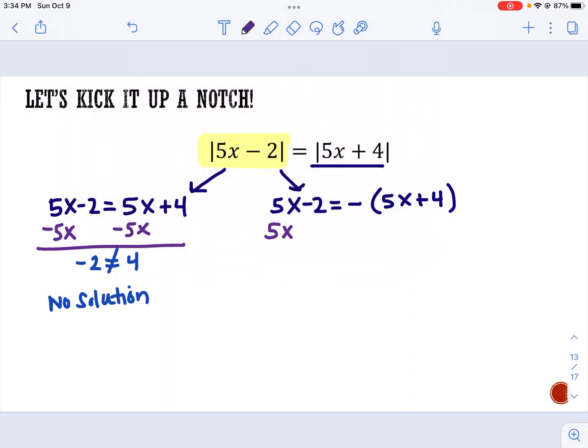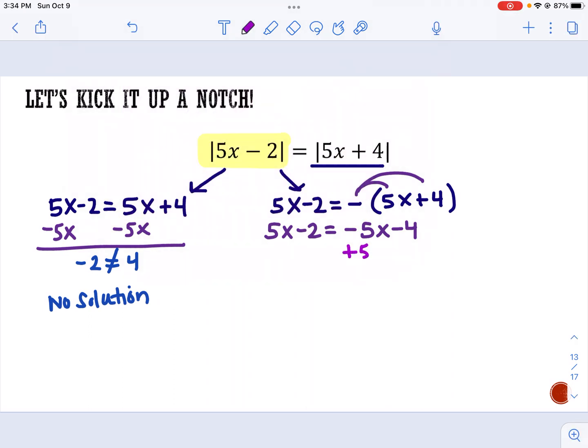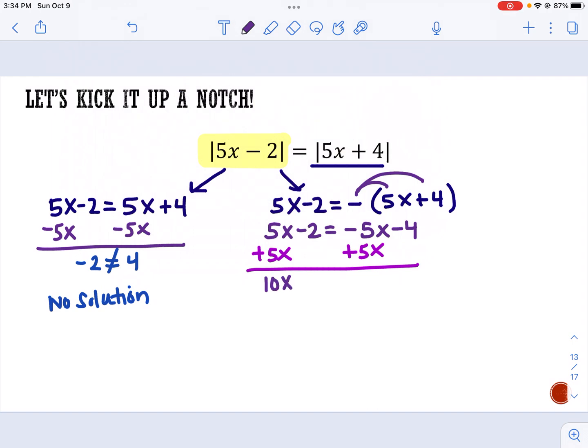So the first step I'm going to do, distribute that negative 1. That gives me negative 5x minus 4. The next thing I'm going to do is I'm going to move all my variables onto one side. I'm going to add 5x on both sides. Now your work might look a little differently than mine here with your inverse operations, but I'm left with 10x minus 2 equals negative 4. The next thing I'm going to do is add 2 on both sides. I'm left with, let me be consistent with my colors, 10x equals negative 2.